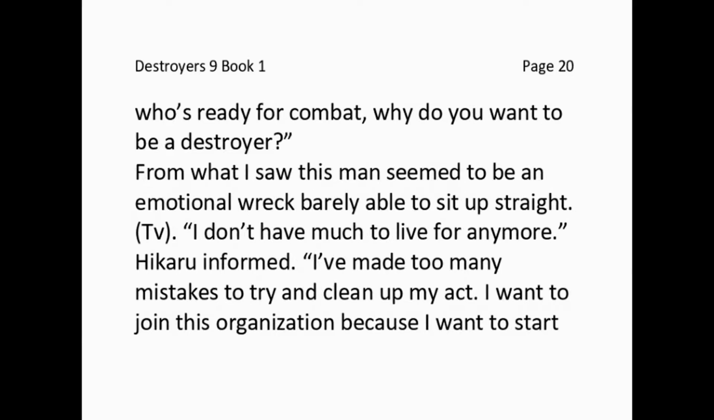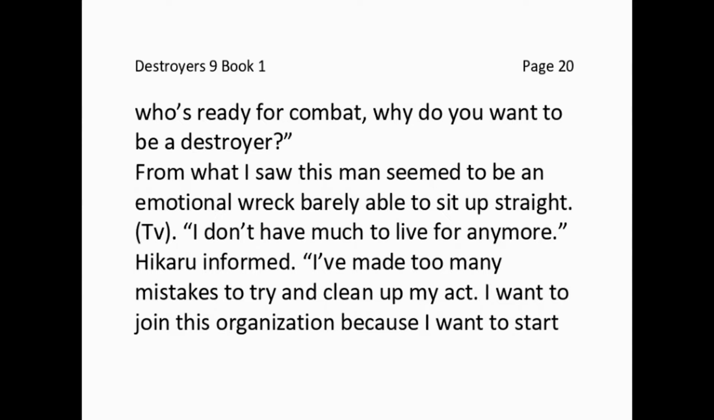From what I saw, this man seemed to be an emotional wreck, barely able to sit up straight. "I don't have much to live for anymore," Hikaru informed. "I've made too many mistakes to try and clean up my act. I want to join this organization because I want to start over. I want to become a new person. I want to become a real man. I figure if anyone could mold me into a real man, it would be you."